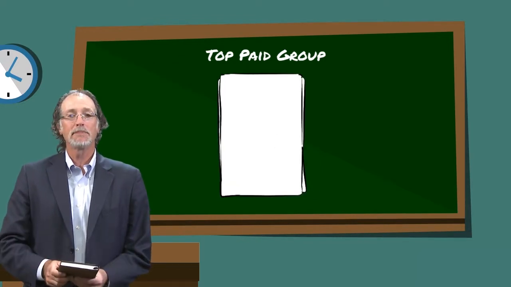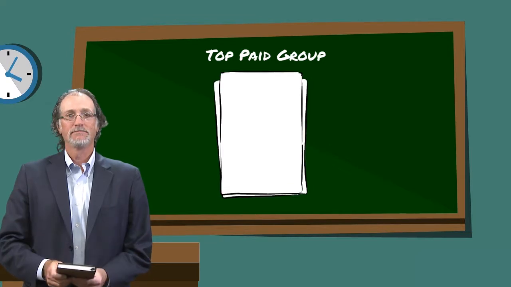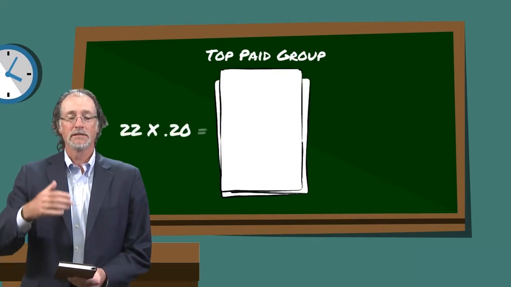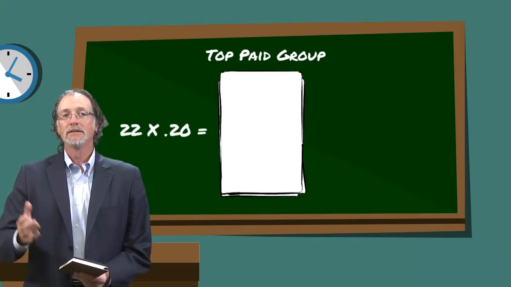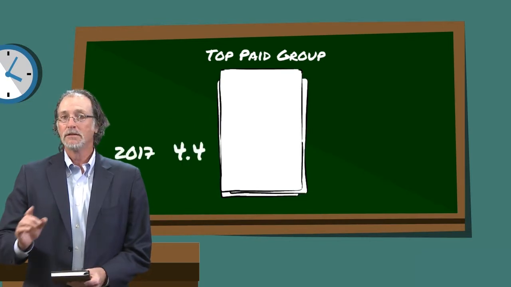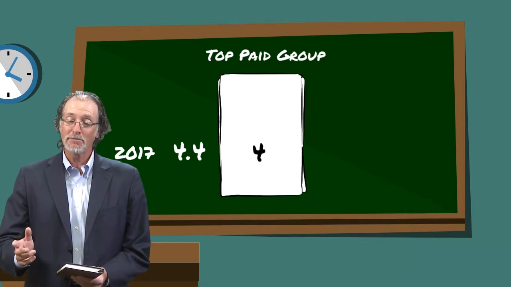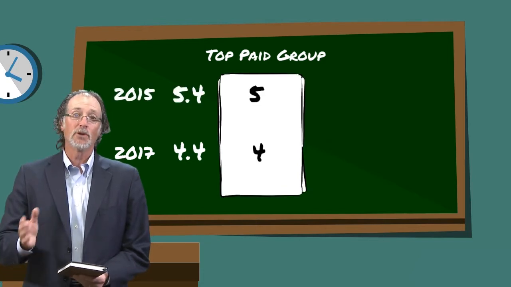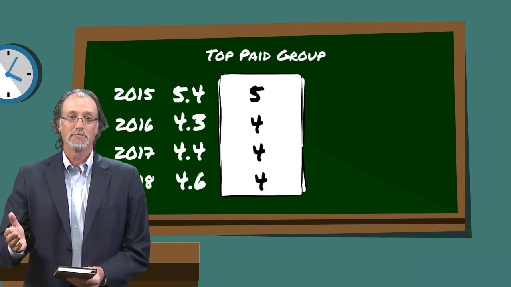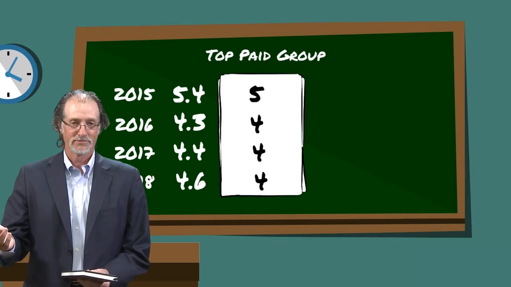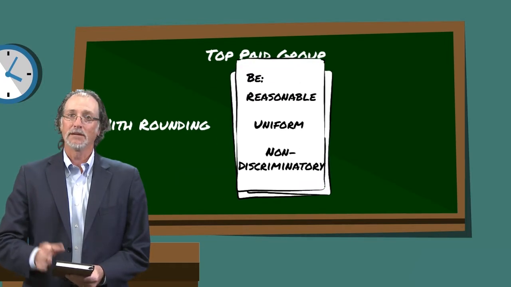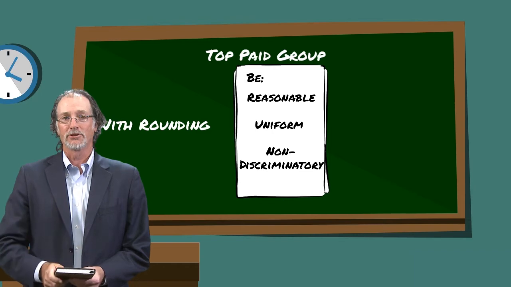One last item on the top paid group is rounding. If you have 22 eligible folks and you multiply that by 20%, you don't have a nice round number. The key to success, if you get audited by the IRS or the Department of Labor, all they're going to look at is how did you round every year. You just got to be consistent. So if you're rounding down every year, you've got to round down every year. You got to be reasonable, uniform, and non-discriminatory.